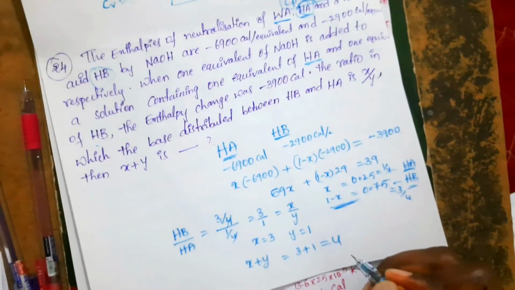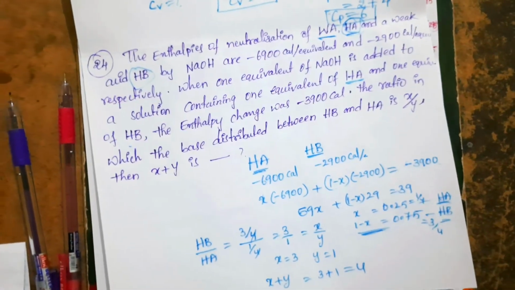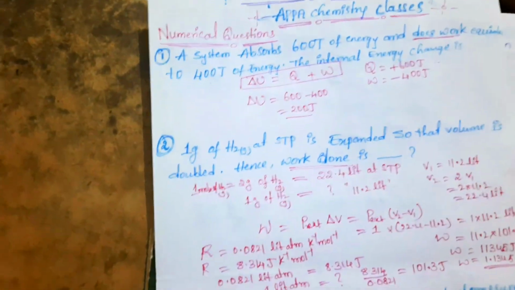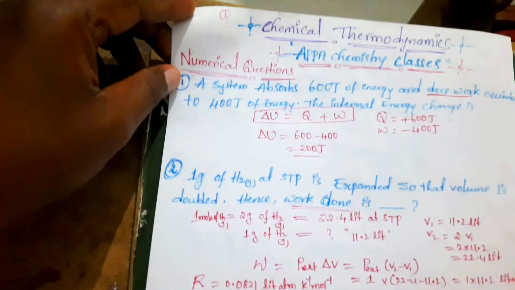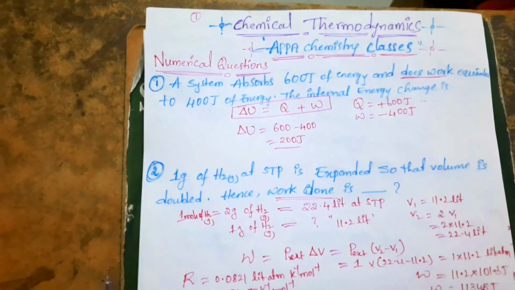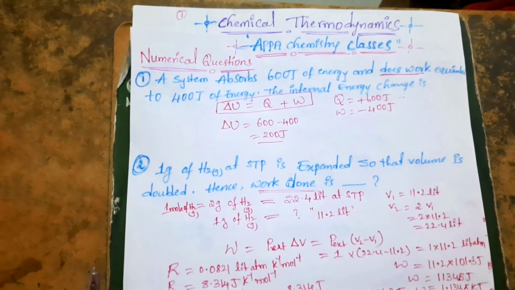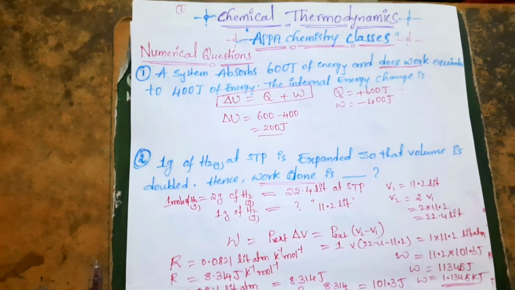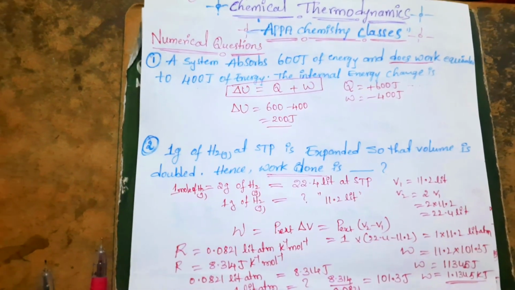Is that clear? So these are different model questions which I have covered from chemical thermodynamics. You can see complete chemical thermodynamics, all the different model questions we have discussed. Try to make a note of it and complete all the numerical questions. Don't neglect the numerical questions. You'll get the 20 marks easily.